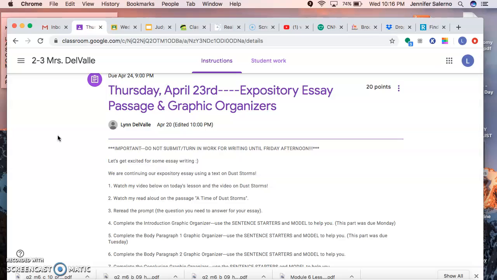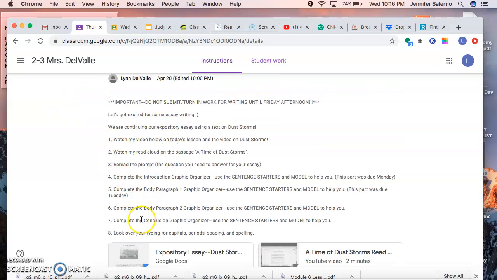So, today we are continuing with our essay, which is focused on the passage Dust Storms. I know the instructions look very long, but as you know from yesterday's video, I'm just building upon day by day the steps that we should be taking in order to fully complete our essay.